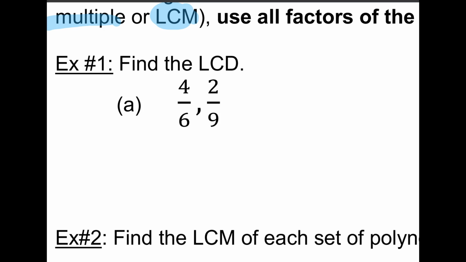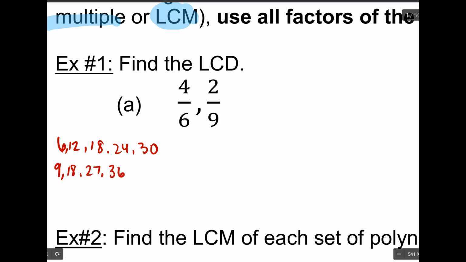All right, so we said 18. So I list out the multiples of 6: 12, 18, 24, 30. List out the multiples of 9: 18, 27, 36. I see that 18 is the least common multiple. So that's going to be my smallest common denominator.